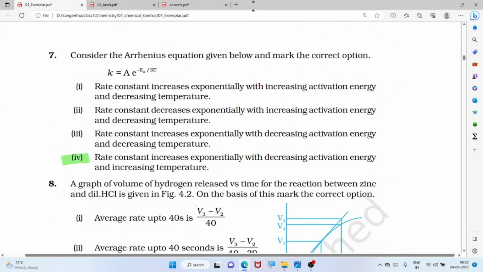Consider this argument given below and mark the correct option. Okay, as I said, the rate constant increases exponentially with a decrease in activation energy. EA, when you decrease the EA, because of this negative sign, that means the value increases. So the rate constant increases on decreasing activation energy and increasing the temperature. Temperature is in the denominator. Okay, so this one is the correct.